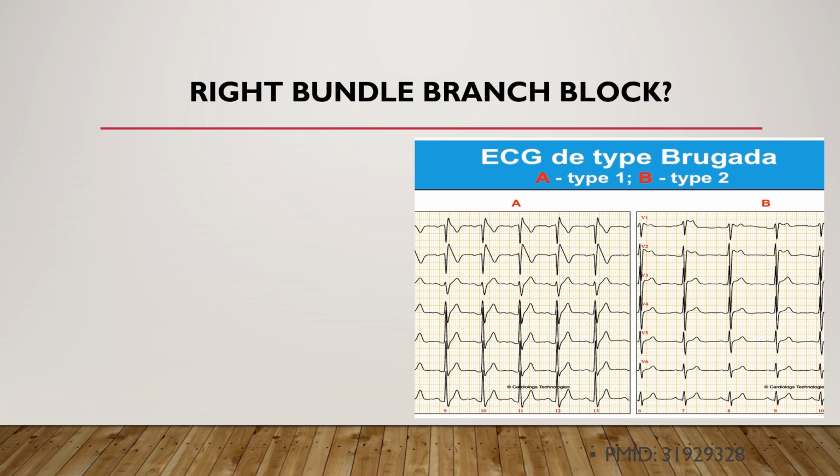Certain conditions can mimic the right bundle branch block. Take a look at this EKGs, type A and type B EKGs, present on the right side of the screen.